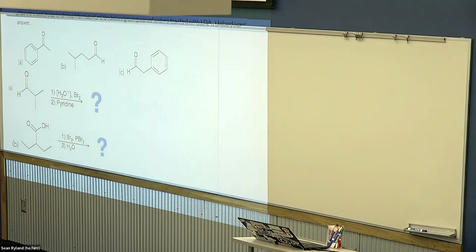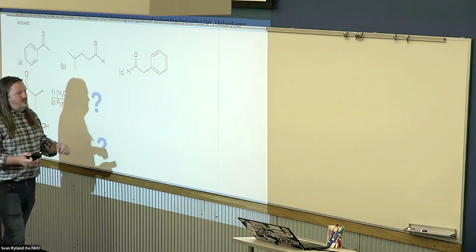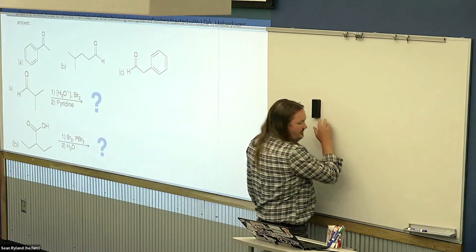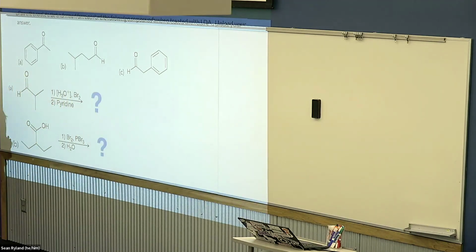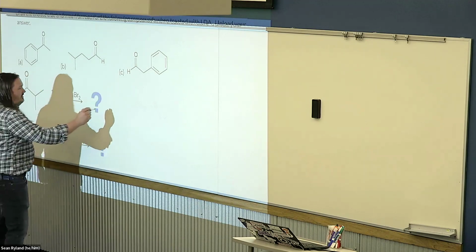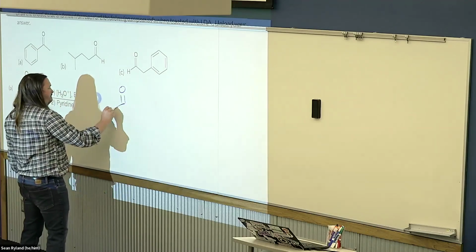So what do we do? What happens to the alpha carbon if we treat it with acid and bromine? What did we get in that case? Beta bromine. Yeah, we wound up making the alpha bromination, right? So we're going to add the bromine to the alpha carbon. So our final product here still looks like the aldehyde.